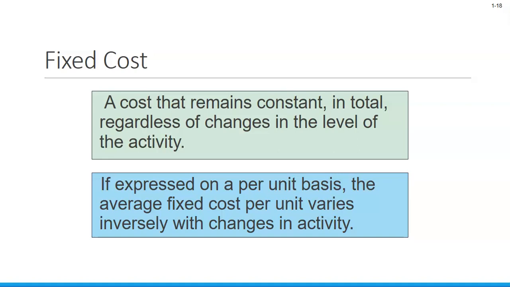It remains constant. If we look at a fixed cost on a per unit basis, that's different. It's going to change. Say my rent is $5,000 a month and I only produce one unit, then my cost of rent per unit is $5,000. If my rent is $5,000 a month and I make 5,000 units, then my cost of rent per unit is $1.